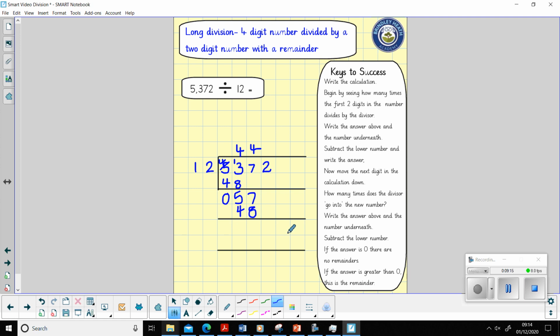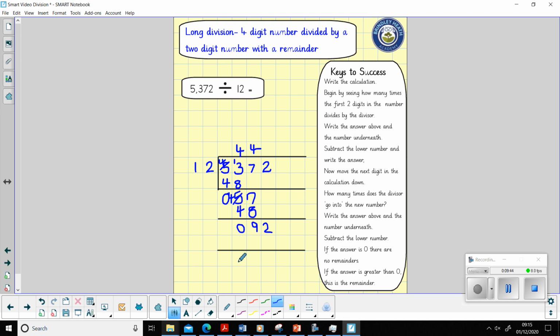Different answers, so I need to subtract. 7 take away 8 I can't do, so I'm exchanging. 17 take away 8 equals 9. 4 take away 4 equals 0. And the final thing to do is to bring down the 2. Okay, so now I'm thinking about how many 12s are in 92.